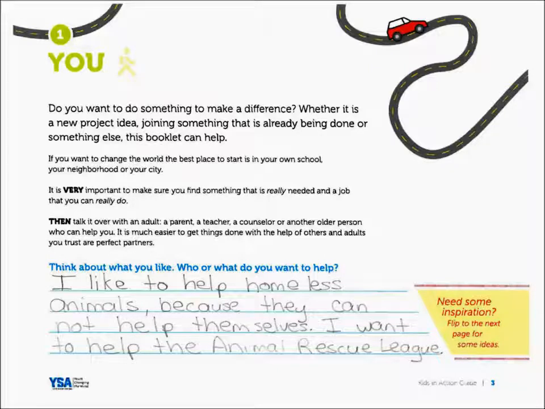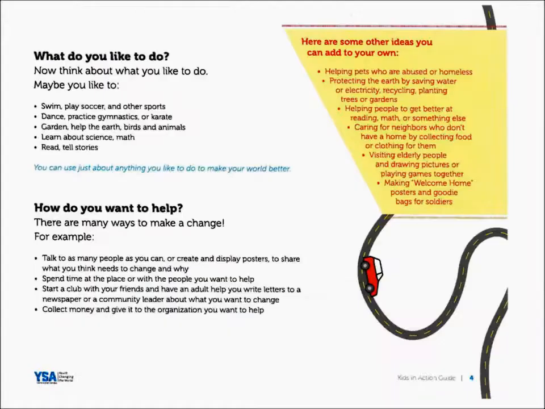In my case, I wanted to help homeless animals because they cannot help themselves. I want to help the Animal Rescue League, and you need to think about what you like and who you want to help. Now, what do you like to do? Maybe you like to swim, play soccer, do gardening, or read. You can just use about anything you like to make your world better.